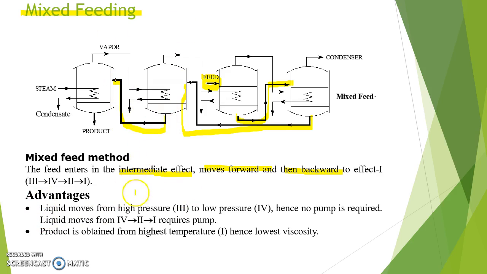So the advantage of this method is liquid moves from high pressure to low pressure, that is third to fourth, hence no pumping is required, and liquid moves from fourth to second to first, which requires pumping. Product is obtained from the highest temperature, that is from the first effect evaporator, hence lowest viscosity.